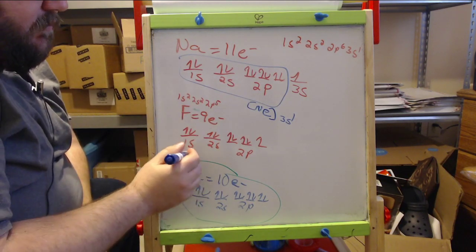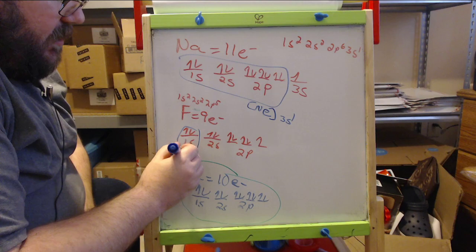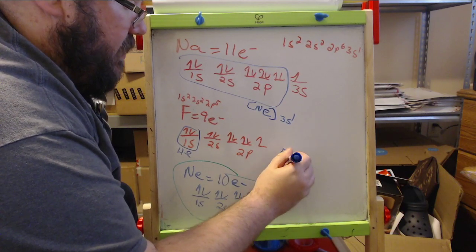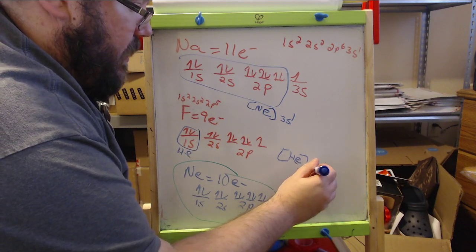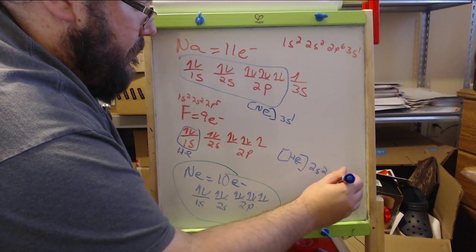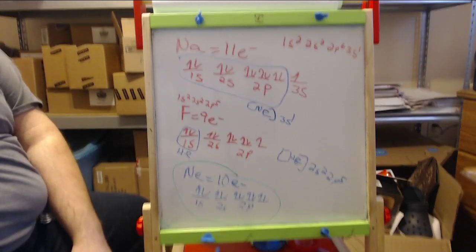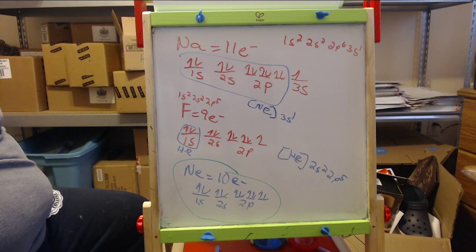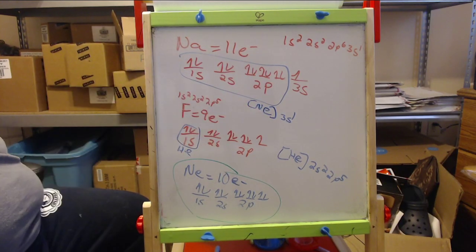For fluorine, it doesn't have neon in it, but it has 1s2. So this is helium. So we would write fluorine out as helium 2s2, 2p5. The noble gas that's in your electron configuration plus the extra. And this is known as the noble gas configuration. So you could write it out this long way, or you could write it out the shorthand way.